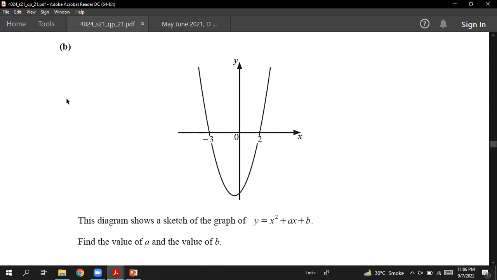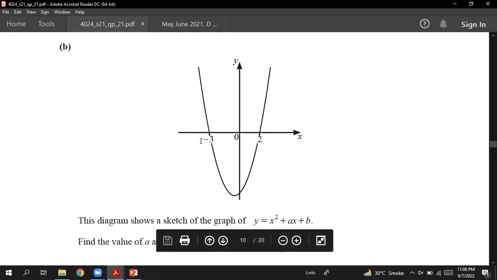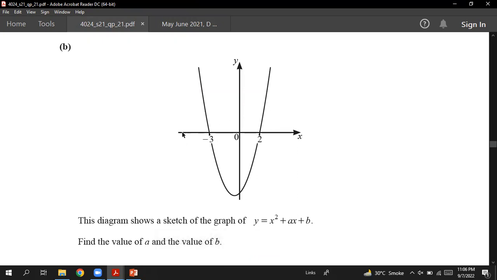Okay, you can see here in the diagram, they have told us that this is a quadratic graph and its x-intercept is -3. So the coordinates of this point will be (-3, 0). And this point is also another x-intercept and its coordinates will be (2, 0).